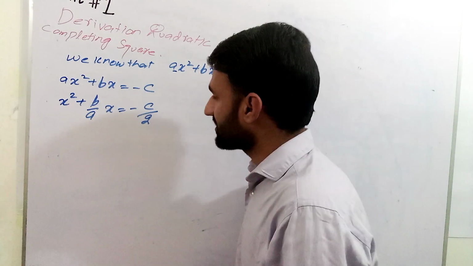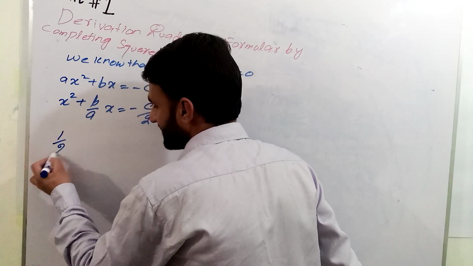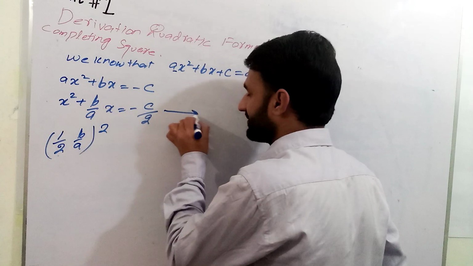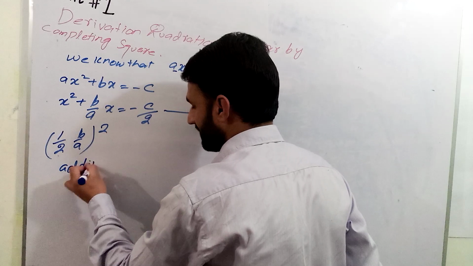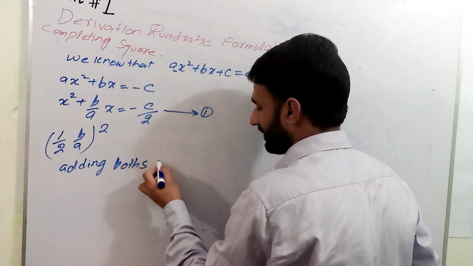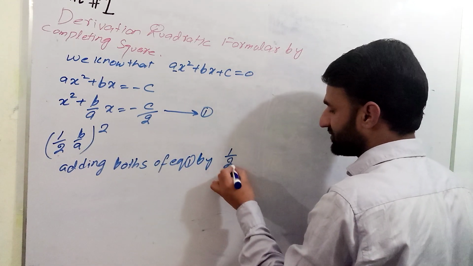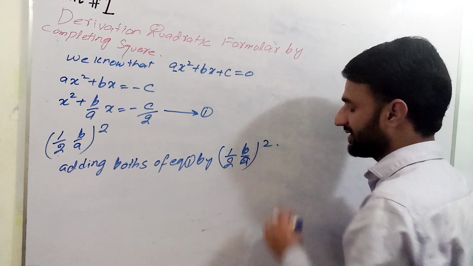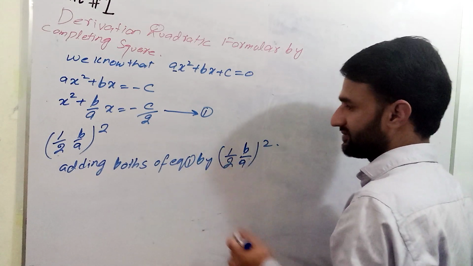Okay, now let's try to solve it. Here, take (1/2 × b/a) whole squared. This is called equation number 1. So we add to both sides of equation 1 the term (1/2 × b/a) squared, that is (b/2a) squared.